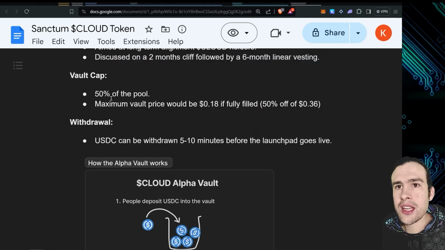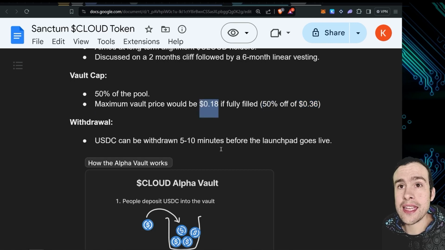So I don't know if this will fill up. We'll have to see. But the vault cap is 50% of the pool. Maximum vault price would be, I think, 18 cents if fully filled, which is 50% of 36 cents. That's what they said in the video anyways. I think Soju was saying that if the vault is filled, then 36 cents would be the price. And you get a 50% discount because you use the vault. So that would be 18 cents.